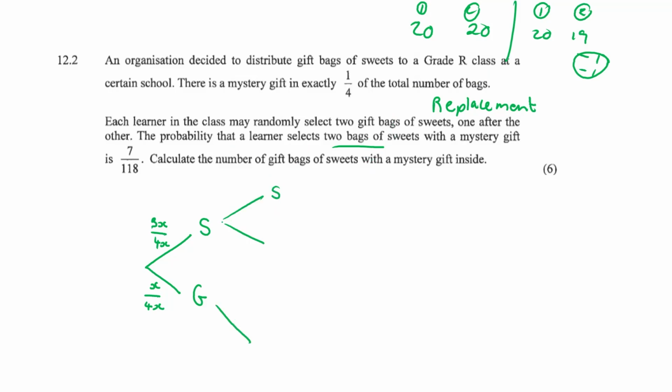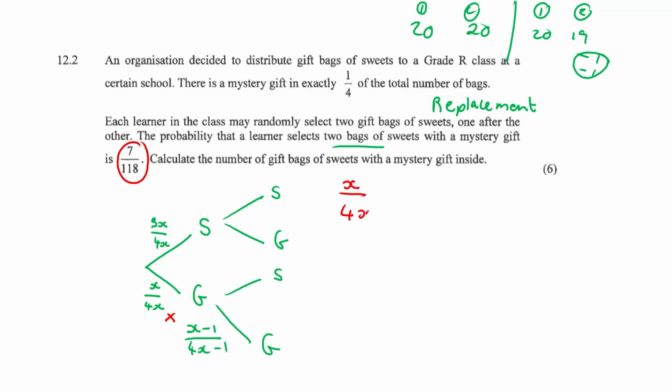So again, sweets, and then sweets, gift. Here we have gift, so we want this portion. And what it looks like is, again, x -1 over 4x -1. Because there's no replacement, so we subtract 1. And with tree diagrams, you multiply along the branches. So these are your branches here. So we would multiply these 2 values and we would equate it to 7 over 118 and we would solve algebraically for x. So let's do that.